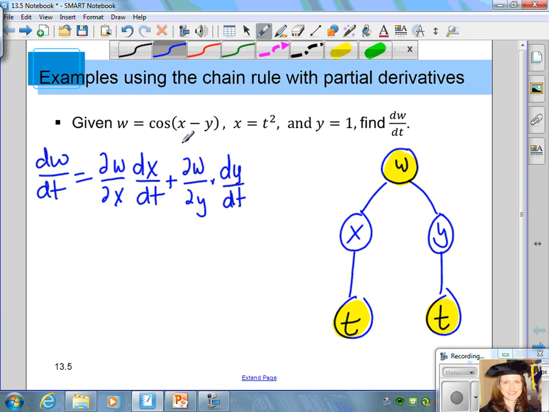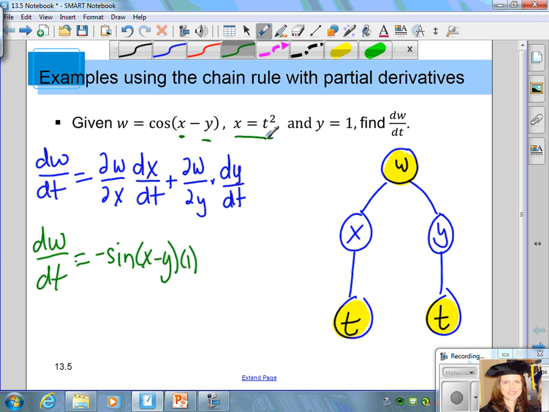Alright, so let's go ahead and find the derivative of w with respect to t. We're going to take the partial derivative of w with respect to x. You're going to treat x as a variable, treat y as a constant. So the derivative of cosine is negative sine of that quantity x minus y times the derivative of what's inside, treating x as a variable and y as a constant. And that derivative is 1, times the derivative of x with respect to t. Now we're looking at the x equation. The derivative of x with respect to t is 2t.